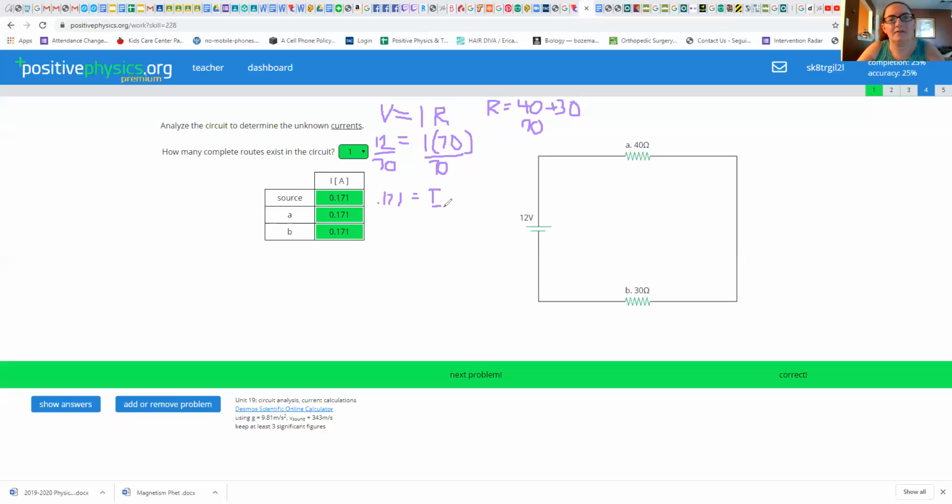And remember that current for series, they're all equal, right? So total current is equal to current at A and is equal to current at B. So all of your values should be equal, okay? So that's the end of that one.